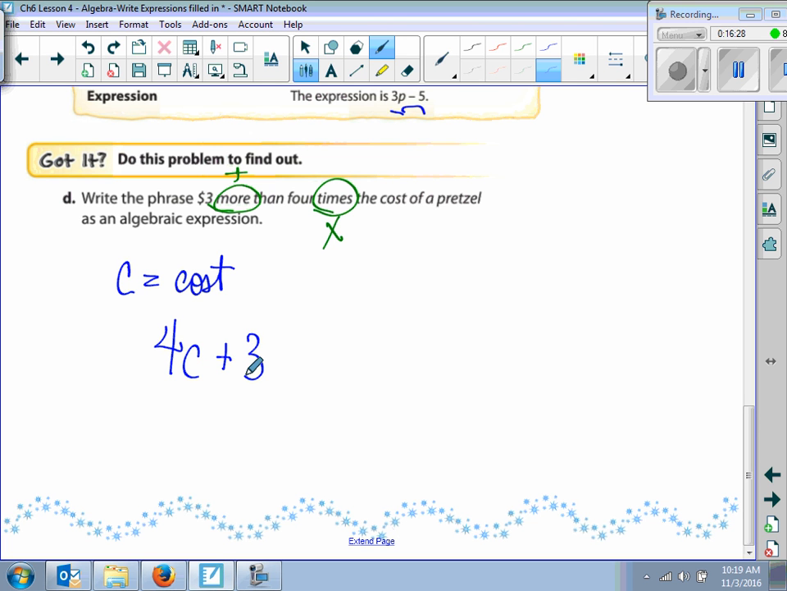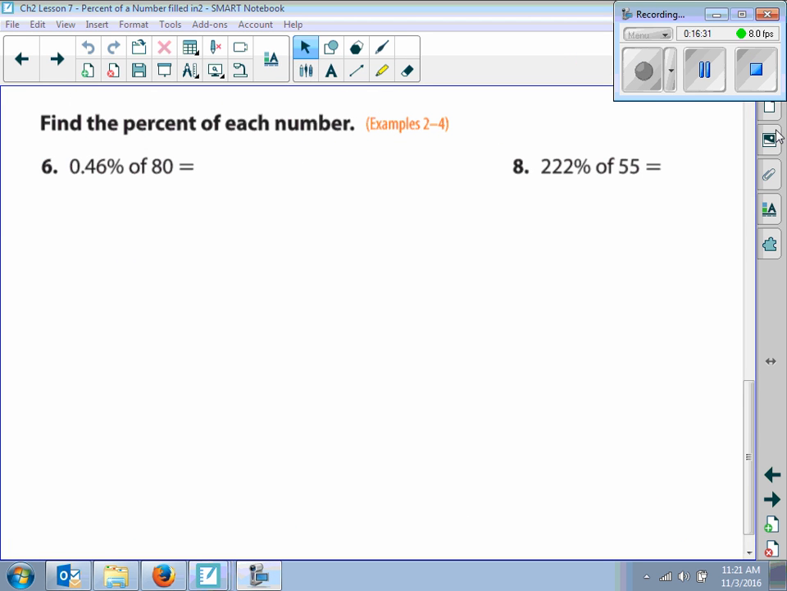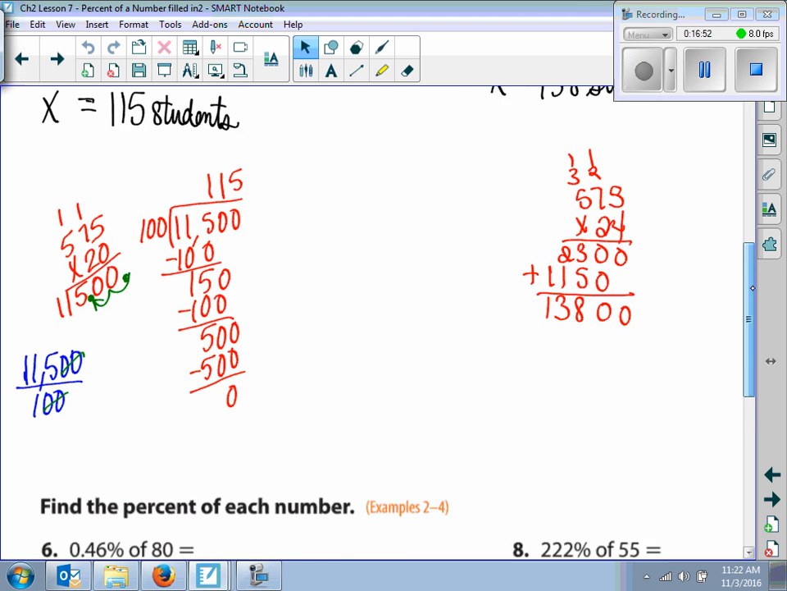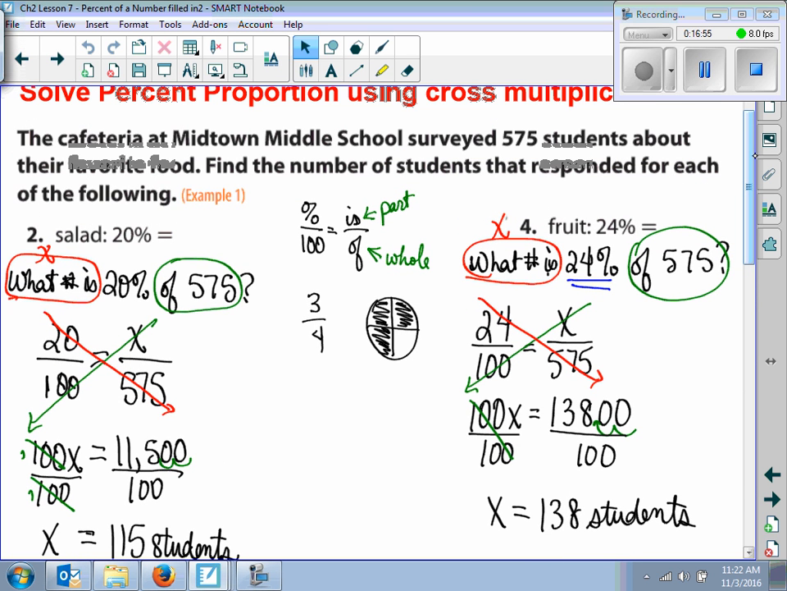All right, so yesterday we did percents. We found percents using the percent proportion, and today we're going to use that percent proportion to find percents that are less than 1% and percents that are greater than 100%. As a review of what we did yesterday, you guys remember the percent proportion is the percent over 100 equals the part over the whole, or the is over the of. Very good.